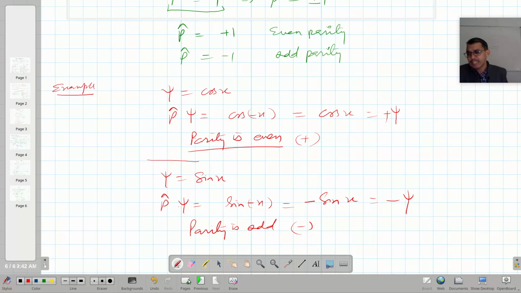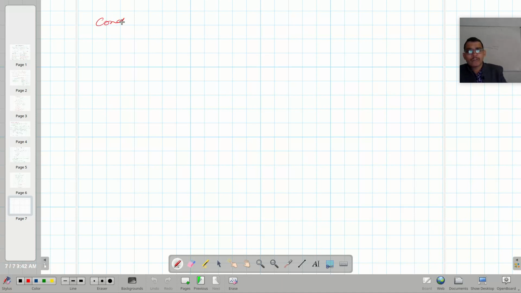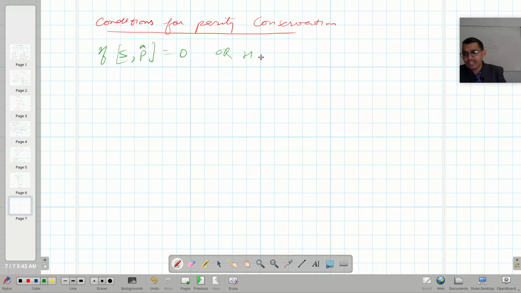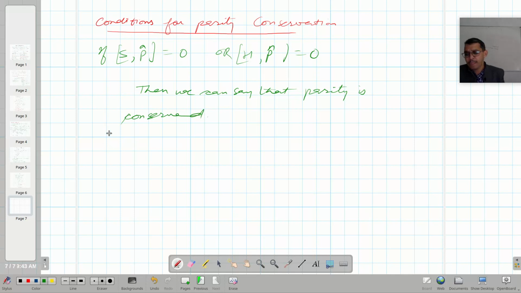Then let us talk about the conditions for parity conservation. If the commutator of H, the Hamiltonian, with the parity operator P is equal to 0, then we can say that parity is conserved. But P does not commute with all types of H.